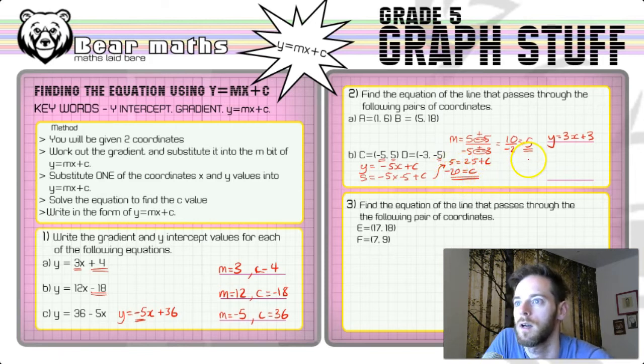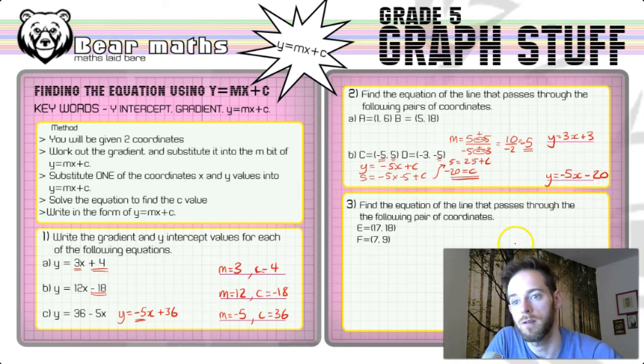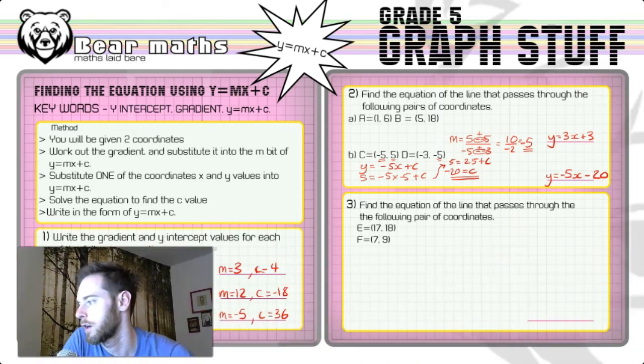Found it. All right, so I've got the two things. I've got the m and I've got the c, so I can put them into the equation. So y equals minus 5x minus 20. It is pretty tricky, but if you do it one step at a time, you'll get used to doing it. Right, move myself over to the third question.